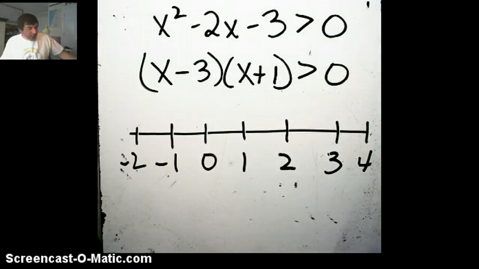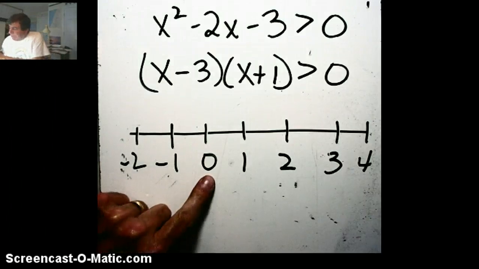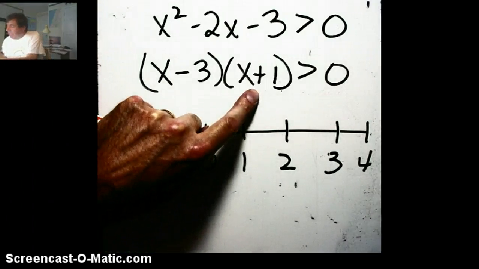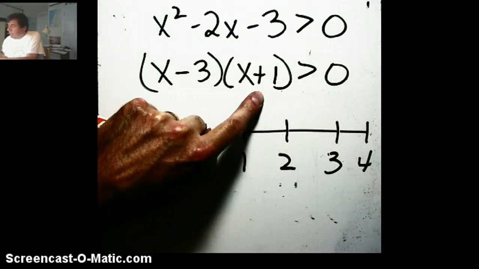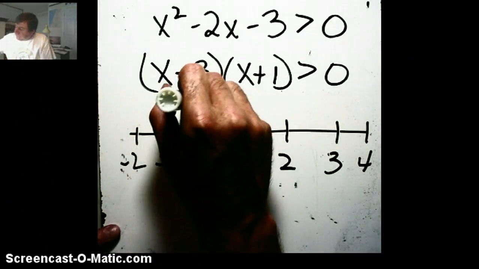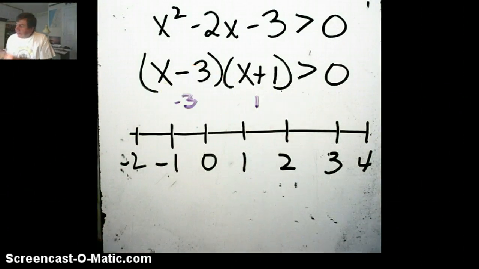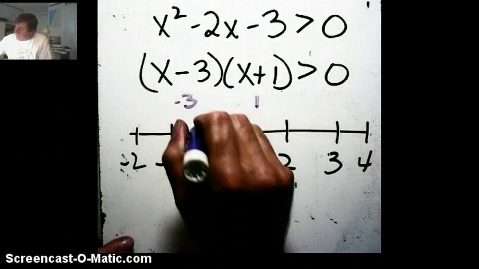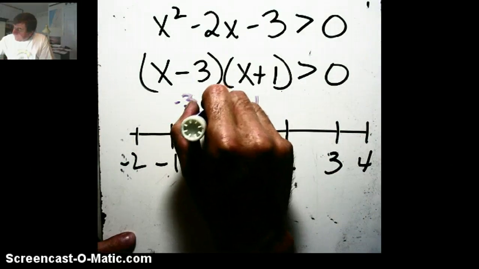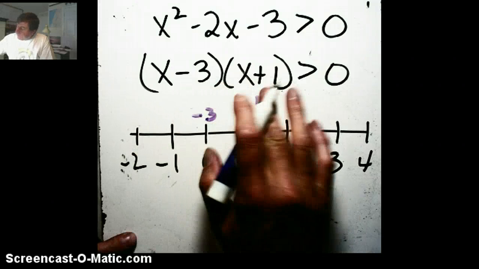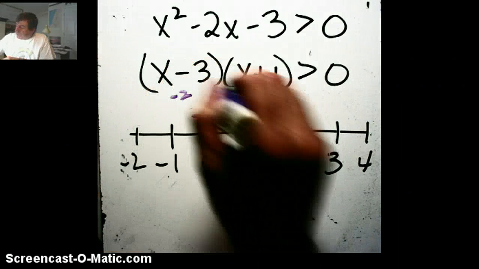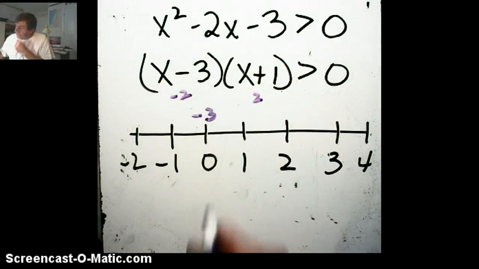So I am a simple man. Let's start out with something like 0. If I put a 0 in here, I'd have a negative 3 times a what? 0 plus 1 is 1. So I'd have a negative 3 times a 1. That would be negative 3. I want it greater than 0. I'm just going to say negative 3. Okay, we're multiplying. Oh, let's do 1. If I put 1 in there, I'd have negative 2 and 2. Well, that's, what is that? Negative 4.